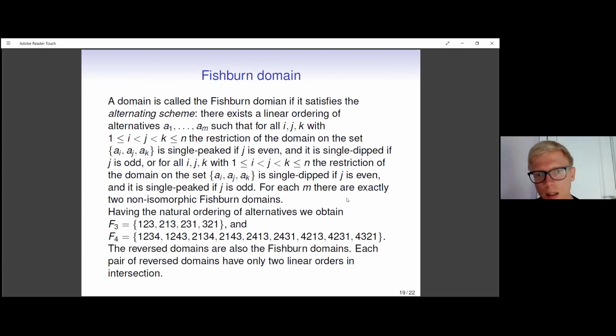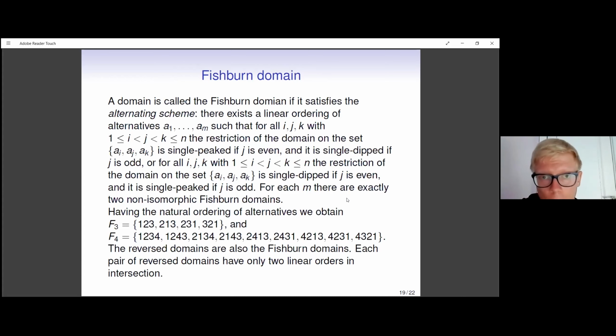And it is possible to define another domain where it is single-peaked if j is odd, sorry, and single-dipped if j is even. And there are examples for 3 and 4 alternatives.